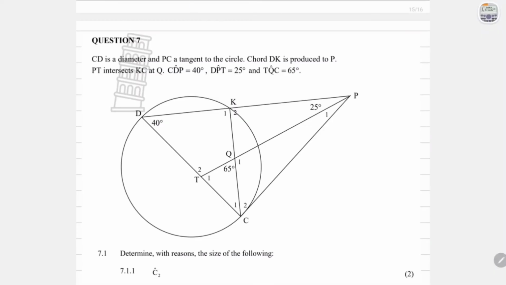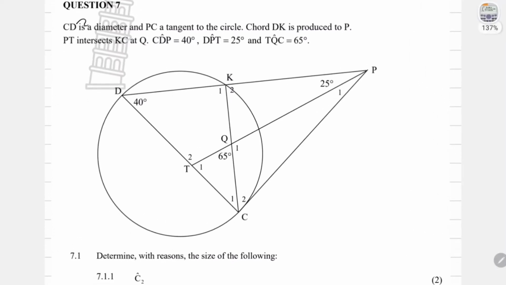Okay, so we're on question 7, Euclidean geometry, and it says CD is a diameter and PC is a tangent to the circle, as you can see at C. And then they tell us that chord DK is produced to P, and that PT intersects KC at Q. And then they start giving us angles. So angle CDP is 40 degrees, DPT is 25 degrees, and we have that TQC is 65 degrees.